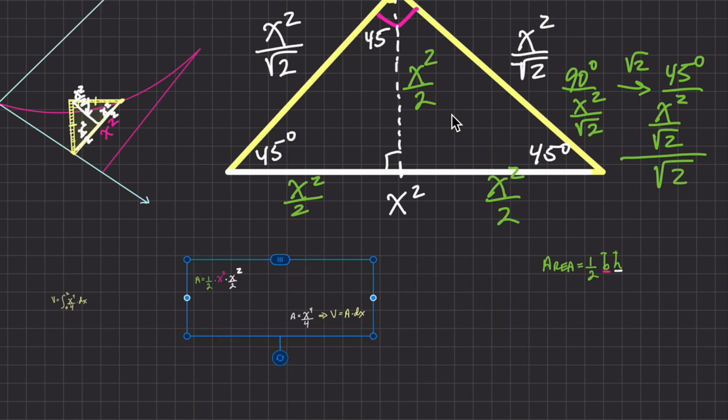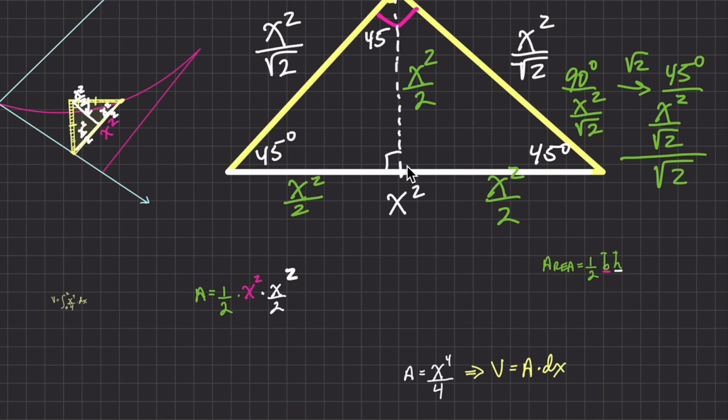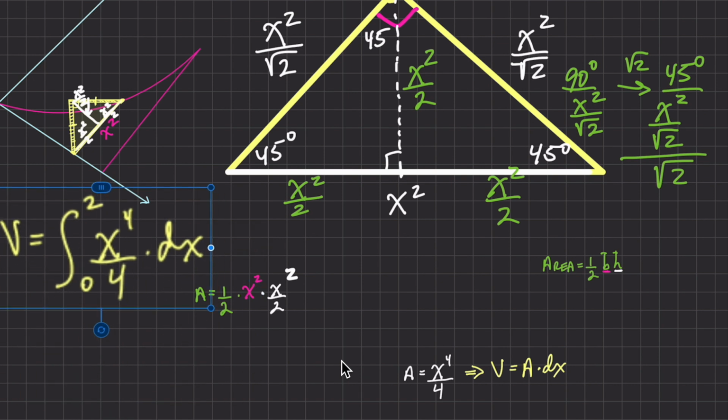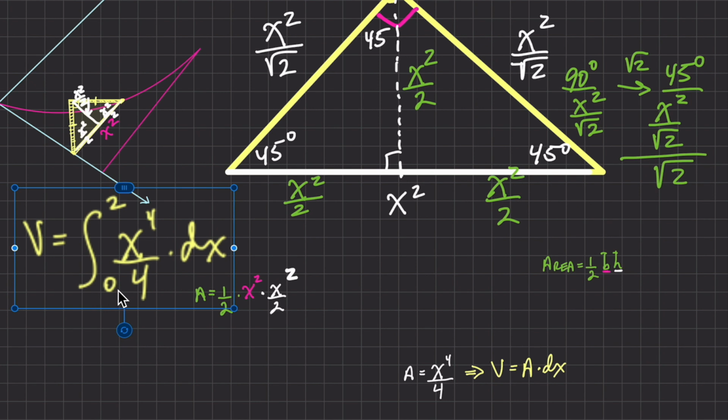Right. Here is our base in pink, 1/2 base times the height, and when you do the math, you're going to get x to the 4th over 4. For the area of the face, the volume is going to be multiplied by dx, and then to do a summation for the entire region, we're going to take the integral from 0 to 2 of x to the 4th over 4 dx.